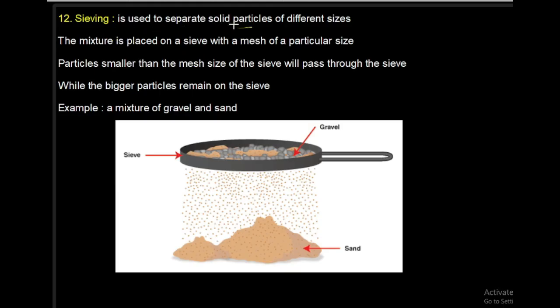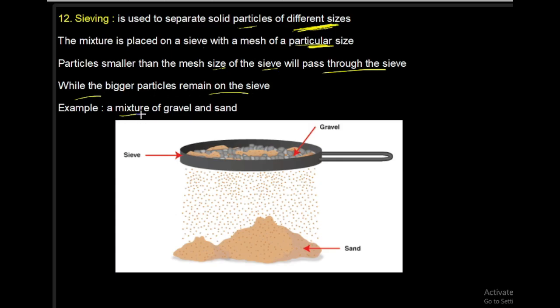Sieving is used to separate solid particles of different sizes. When the solid particles have different sizes, the mixture is placed in a sieve with a mesh of a particular size. Particles smaller than the mesh size of the sieve will pass through the sieve, while the bigger particles will remain on the sieve.